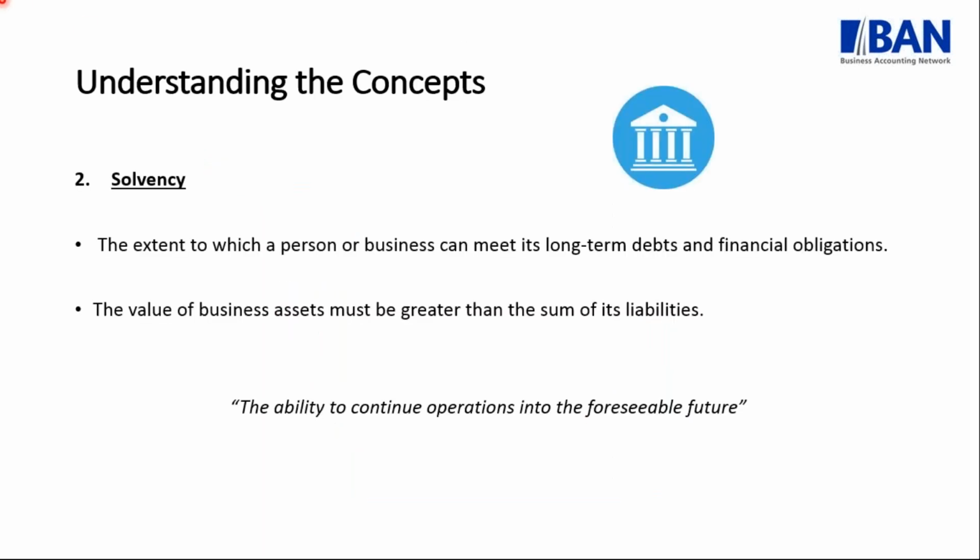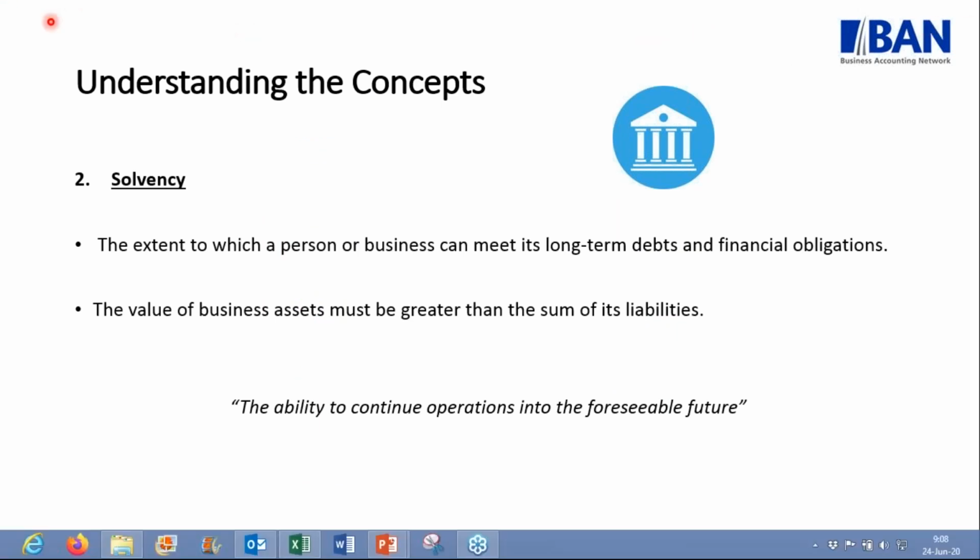Then let's have a look at solvency. Solvency is the extent to which a person or business can meet its long-term debts and financial obligations. So in order for your business to be solvent, the value of the business assets must be greater than the sum of all its liabilities. So the emphasis here, in contrast to when we spoke about liquidity, is long-term. In other words, can the company or business continue trading in future? So in a nutshell, solvency is the ability to continue operations into the foreseeable future. So we are looking a lot more forward than liquidity. So solvency is the measure of the long-term financial health of your business.